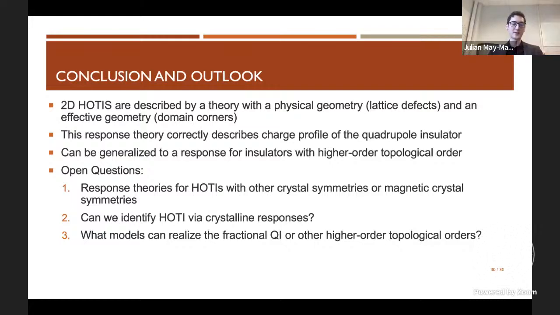Finally, we can ask what sort of models or materials might be able to realize this sort of fractional quadrupole insulator, or more generally, other higher order topological orders.